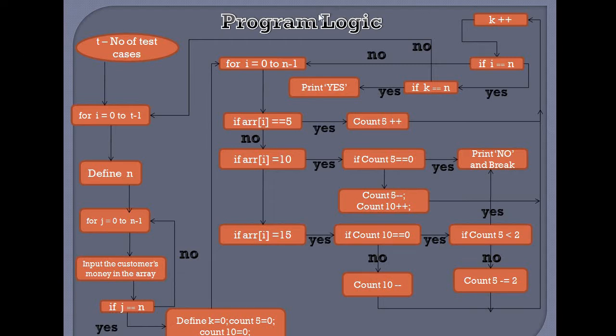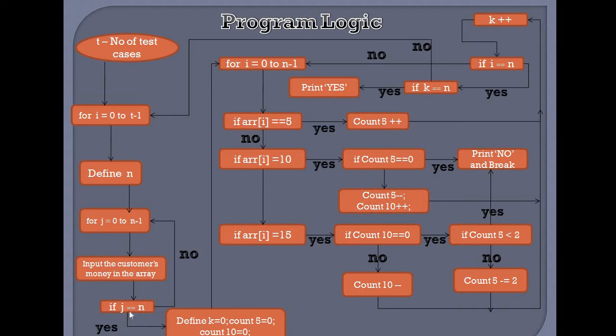As far as program logic is concerned, first of all we have to define a variable t that keeps track of the number of test cases, that is, the number of times we need to test our program. For this, we have set a loop from i equals 0 to t minus 1. After this, we define a variable n that signifies the number of people standing in the row to get the ice cream. And then we define a loop for j from 0 to n minus 1. This stores the money of each and every person standing in the row in the array.